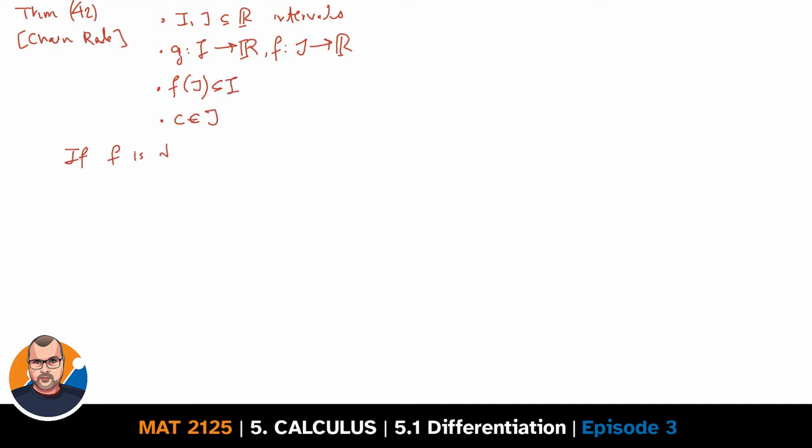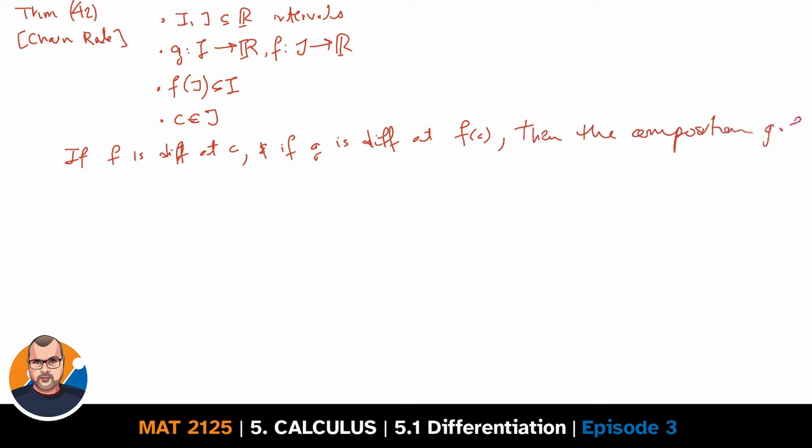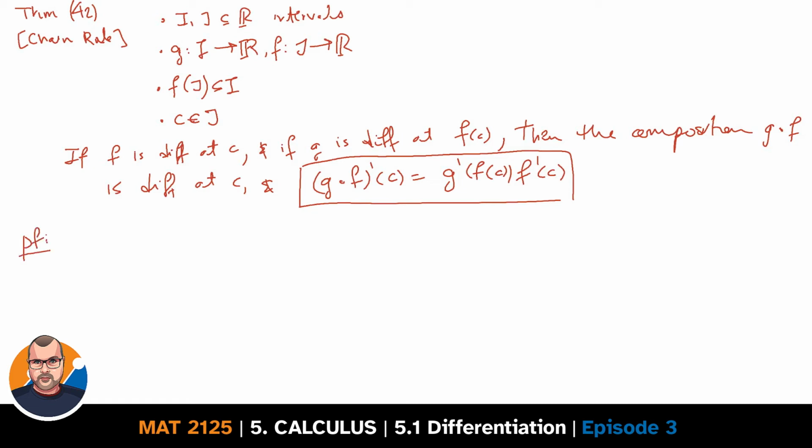If f is differentiable at c, and if g is differentiable at f at c, which is the image of c by f in the interval I, hence in the domain of g, then the composition of g and f is differentiable at c, and the derivative of the function at c is given by the chain rule, which you remember from calculus. Let's see the proof of this result.